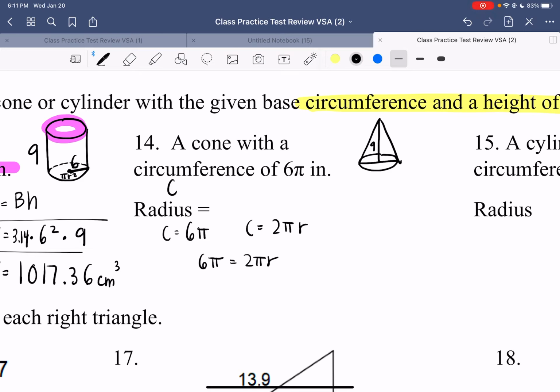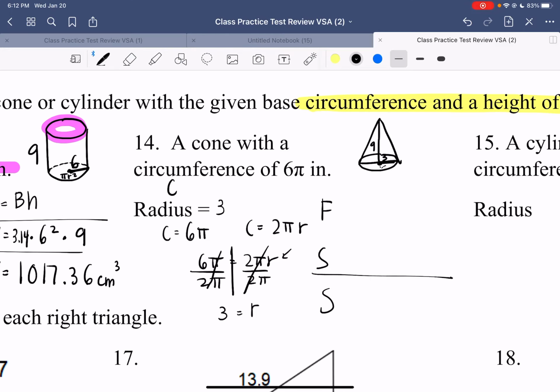Then we have our one missing variable, which is r. We can divide both sides by 2 pi. This becomes just r, and pi divided by pi is 1, so 6 divided by 2 is 3. So the radius here is 3. And then we can do formula, substitute, solve from there.